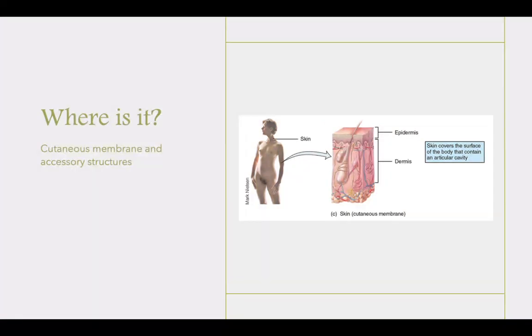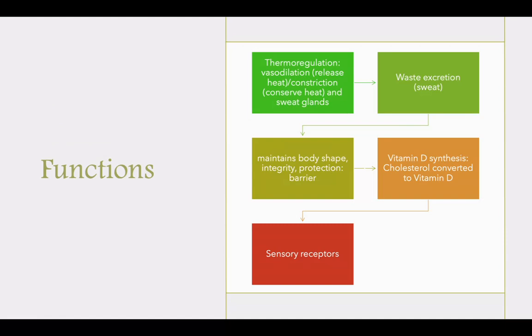But let's talk about functions. So, when we talk about functions of the integumentary system, we are focusing on the skin because, again, that is the largest part of this system. Okay, so first off, we have thermal regulation, and this is all about maintaining homeostatic range within the body. Okay, so we are maintaining the body's temperature.